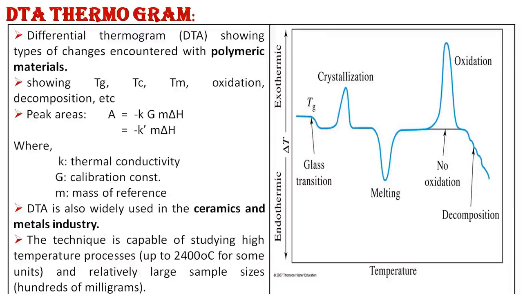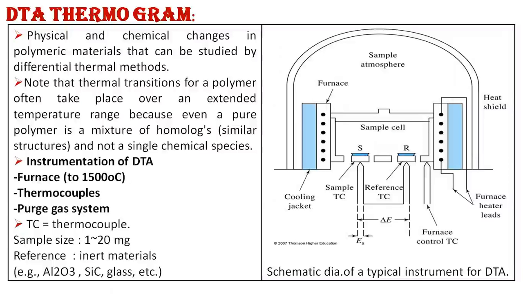DTA is also widely used in the ceramics and metal industry. This technique is capable of studying high temperature processes, up to 2400 degrees Celsius for some units, and relatively large sample sizes, 100s of milligrams. Next one is the DTA thermograph. That is the construction of an instrument of DTA.